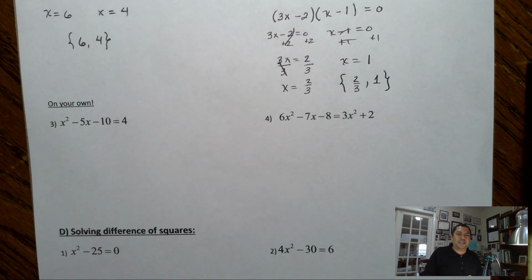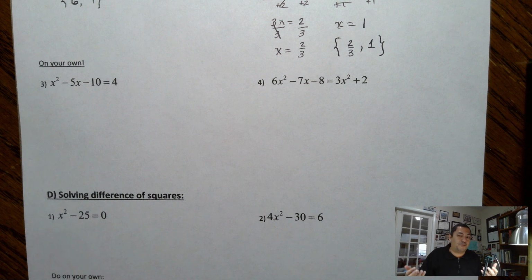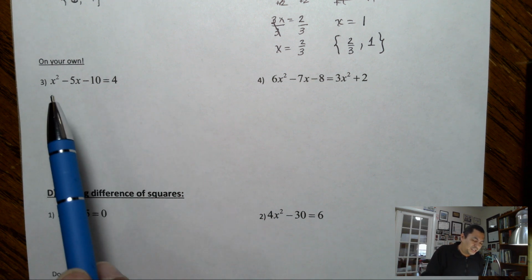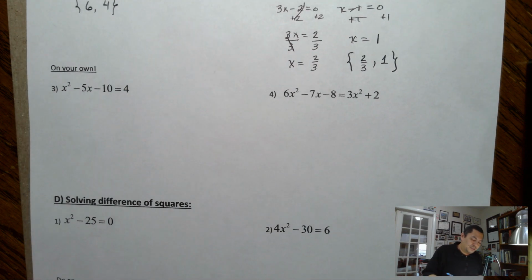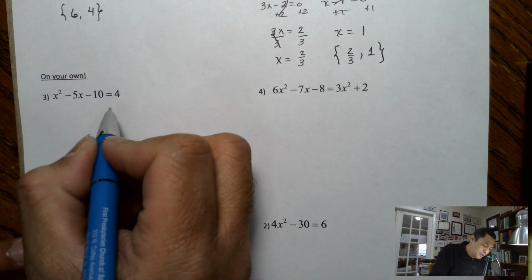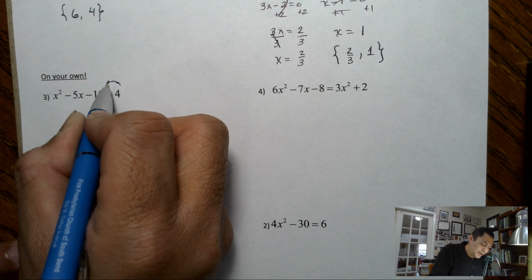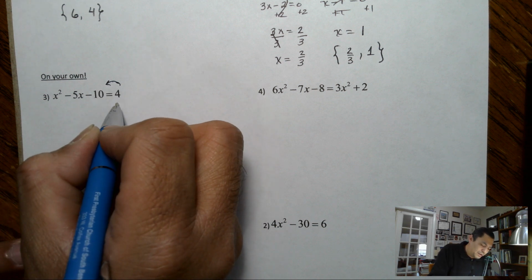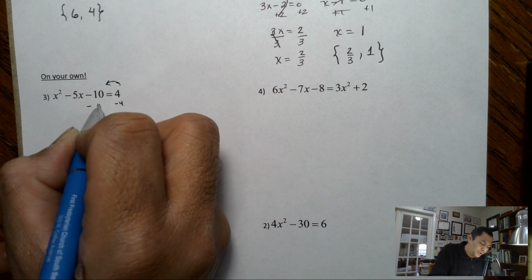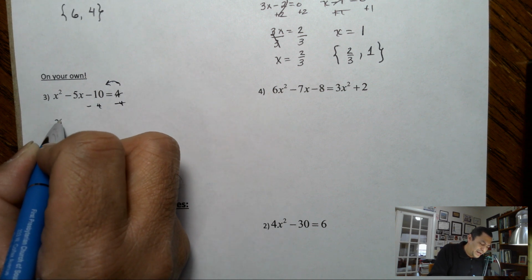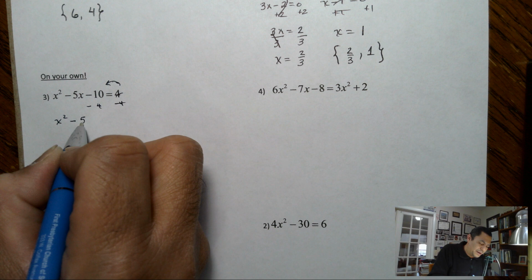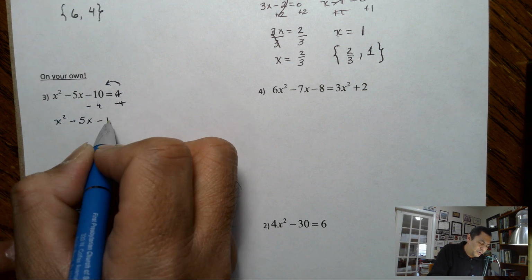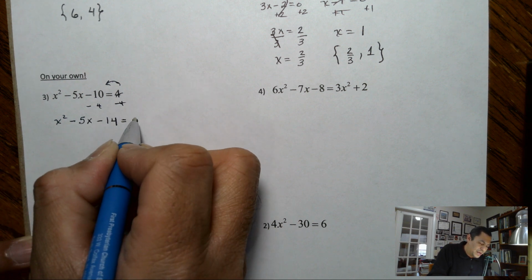Next problem, it says on your own. So here, if you want, you can stop the video and give it a try. Try these problems and solve. Now what we're going to do is move this 4 to the left because we need this equation equal to 0. So I have minus 4, minus 4. This 4 goes away. So x squared minus 5x minus 14 equals 0.